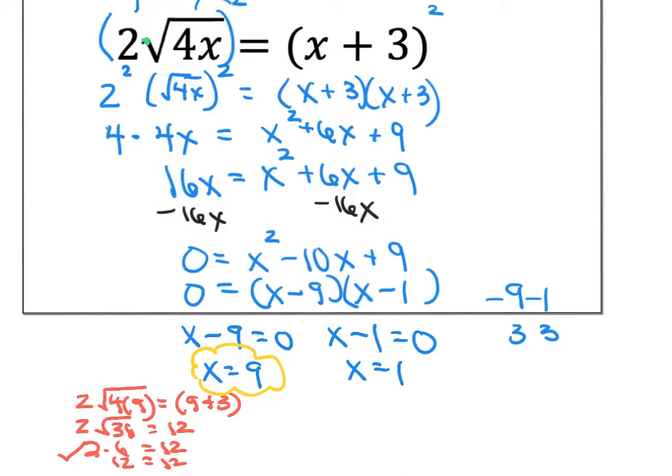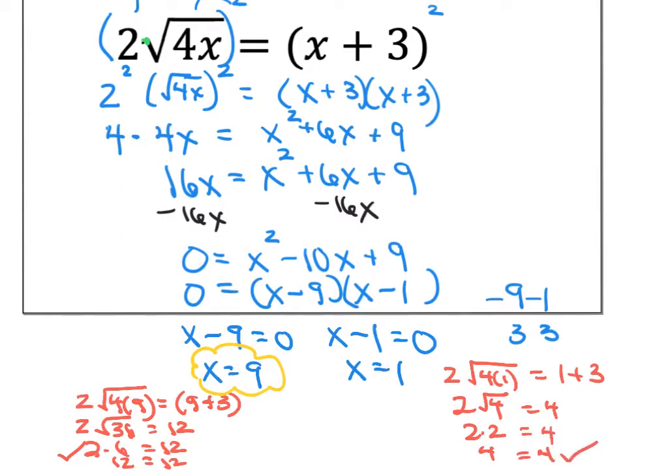Now let's do some checking for when x equals 1. I'm going to rewrite my equation, and every time I see an x, substitute in a 1. Square root of 4 is 2. 2 times 2 is 4. Sure enough, we get a true statement there as well. So this would be a case where I have 2 possible solutions, x equals 9 and x equals 1.